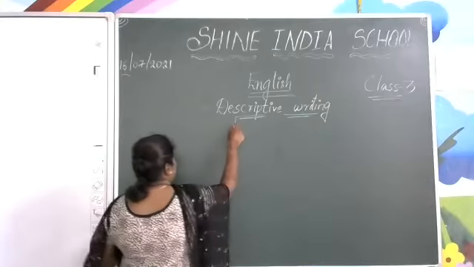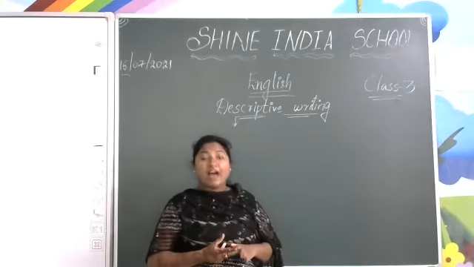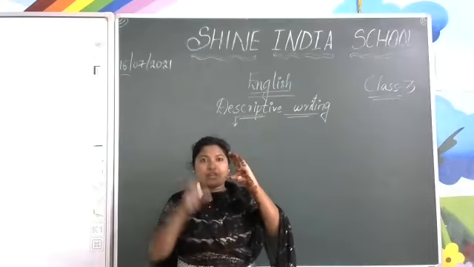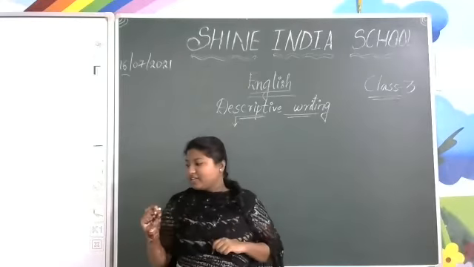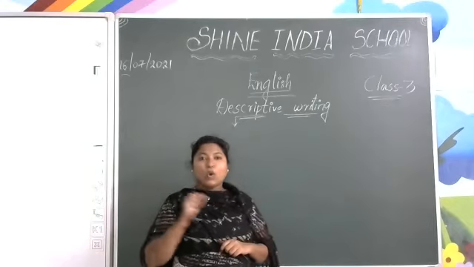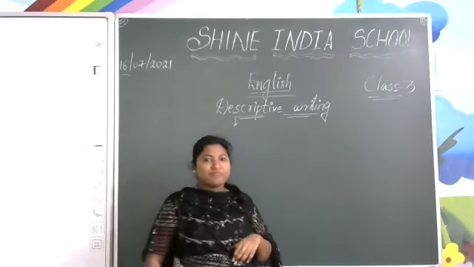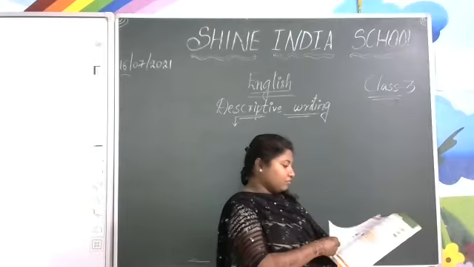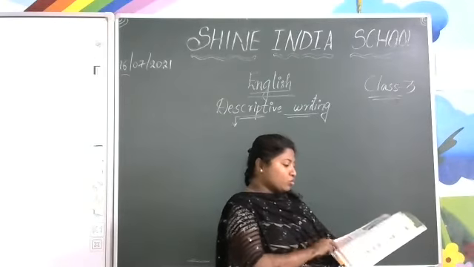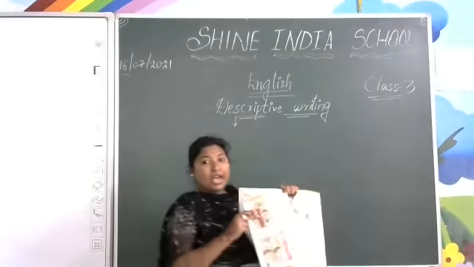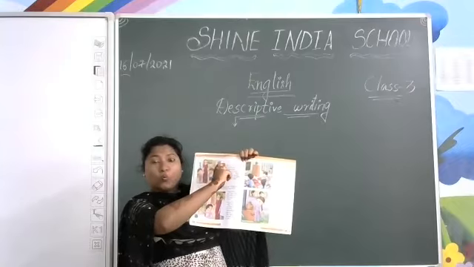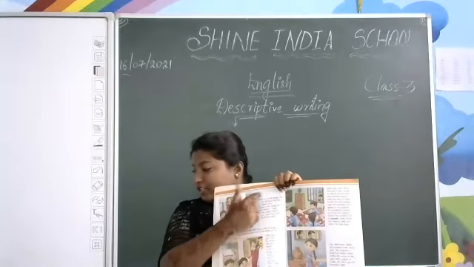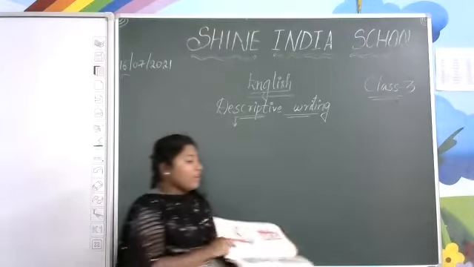Descriptive means paragraph, something we will write in the form of a paragraph. So what is a paragraph, children? In textbooks you will see big paragraphs with so many lines, so many sentences, in one form. That is called a paragraph. In our first lesson, Mama Goes to School, there are paragraphs. See, so many sentences are there, the whole thing completely. This whole is called one paragraph.